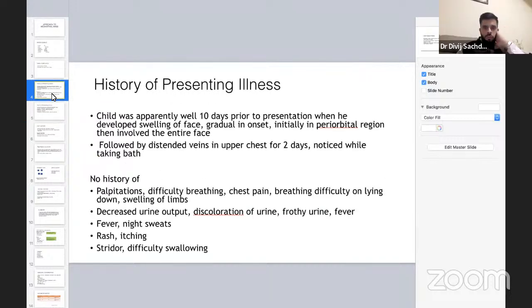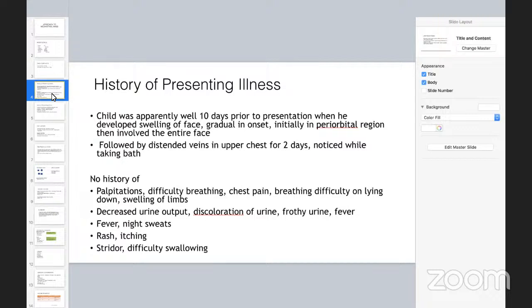So, Nimisha, you have this child who presented to you with a fairly short history of 10 days. Yes, sir. Facial swelling and distended veins in the upper chest. So, can you tell us why you have put all of these points in your negative history regarding palpitations and whatever you've mentioned? What are you ruling out from that?